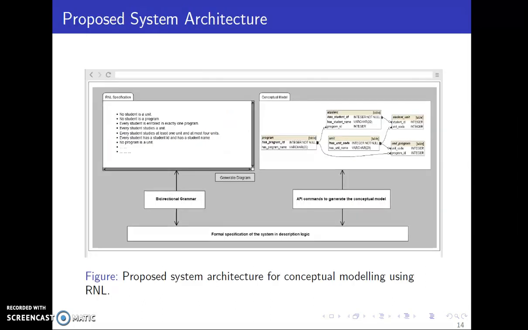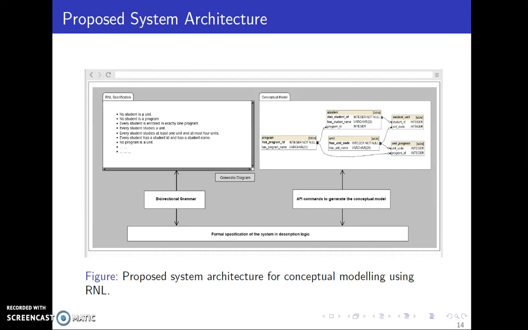This is the system architecture for conceptual modeling that we have proposed in our paper. So here, a domain expert can write the specification in RNL and then he or she can generate the diagram from this specification. The system basically translates this specification into description logic, and from this description logic representation it generates the diagram.